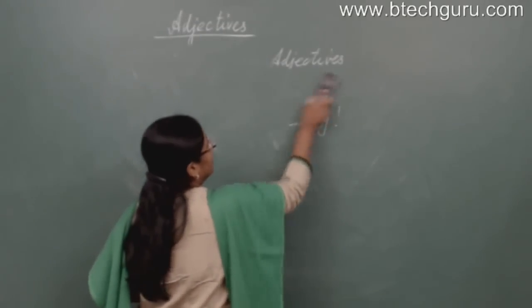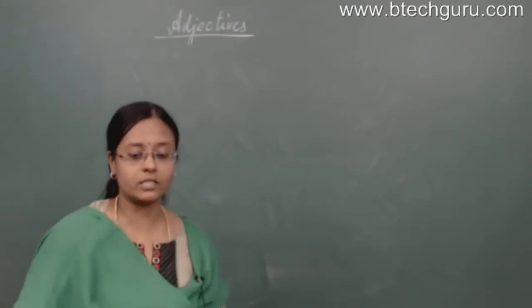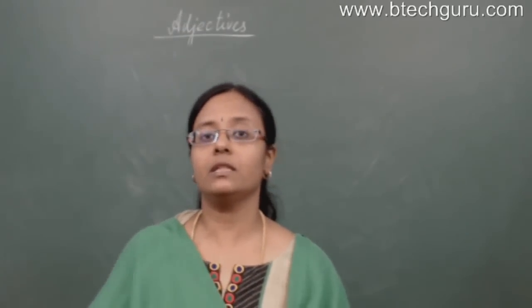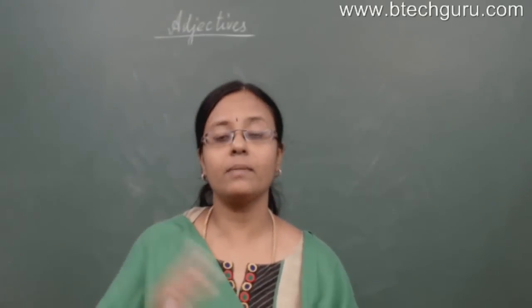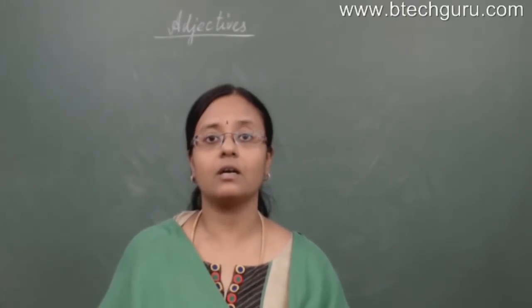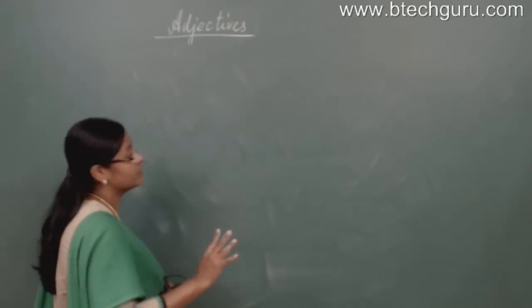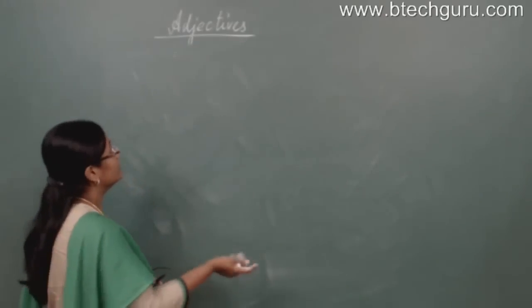Now we will see how adjectives are formed. Formation of adjectives. Some adjectives we see they are formed from nouns, some adjectives are formed from verbs, and some other adjectives are formed from other adjectives. They are already adjectives, but still it's possible to form another adjective.